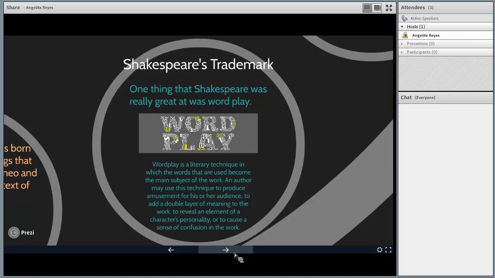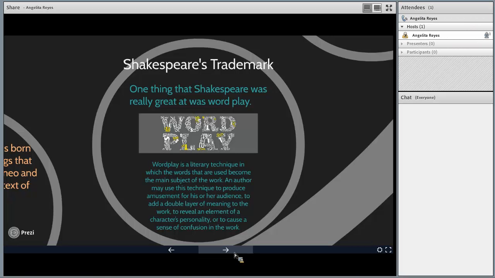So wordplay is a literary technique. What it does is it makes the actual words themselves the main subject of the work. Rather than reading a paragraph, you're just looking at these specific words. The individual words themselves, when looking at them, give you more information than just reading the whole sentence as a whole.